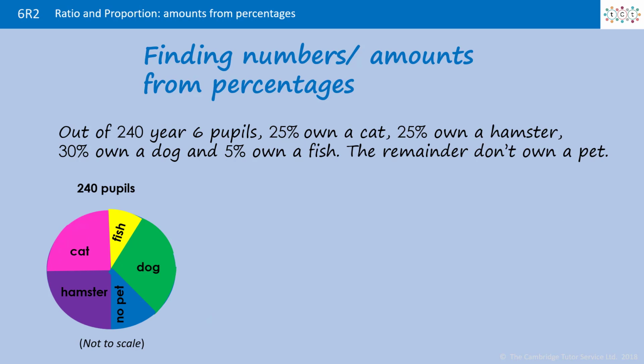You're going to try this one. There's a few parts to this question. Out of 240 Year 6 pupils, 25% own a cat, 25% own a hamster, 30% own a dog, 5% own a fish. The remainder don't own a pet.